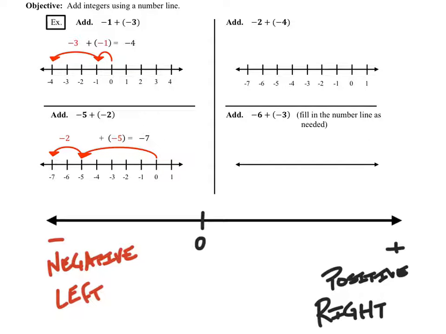And then it says that it's plus negative 2. So again, it's adding the negative. So what direction is the negative? It's to the left. 1, 2 spaces. So we end at negative 7.